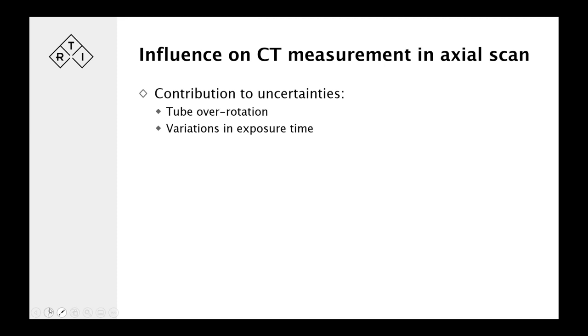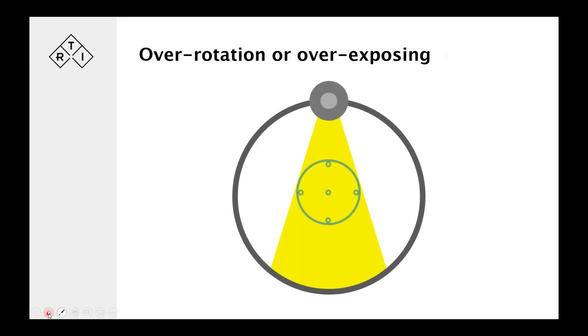The exposure time could vary as a result of the over rotation, or as a separate impact. And there could be variations in tube exposure start position. So if this tube starts firing in different positions around the rotation, that could also have effects on this.